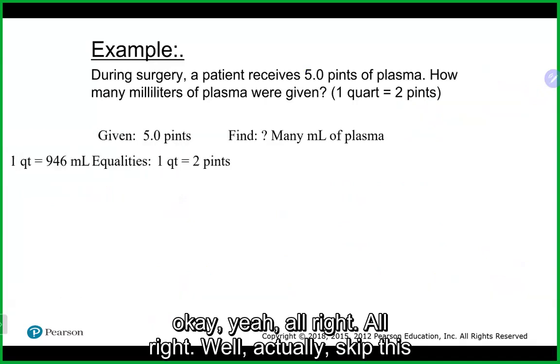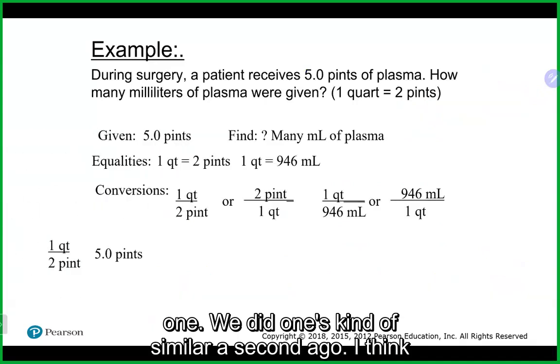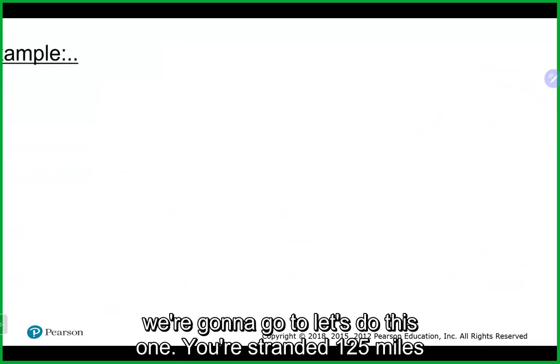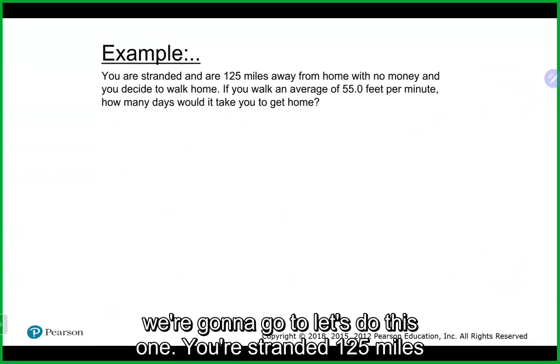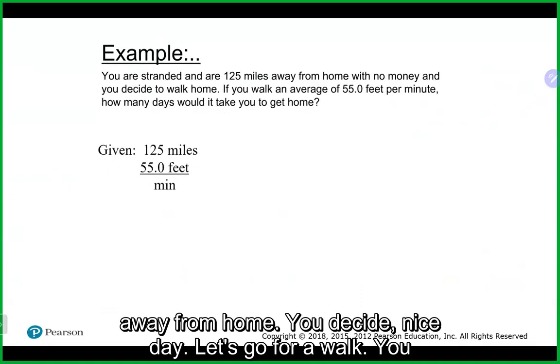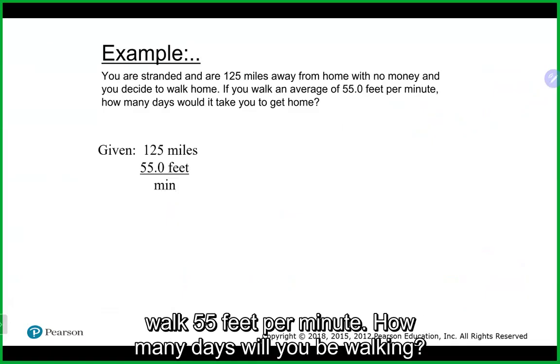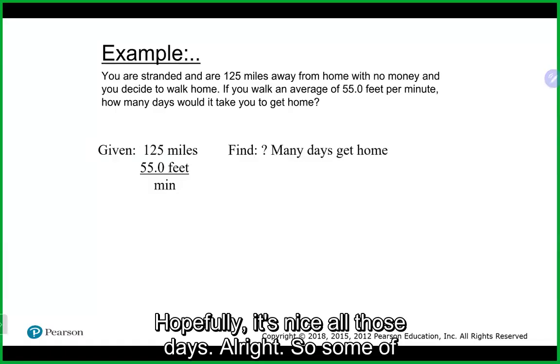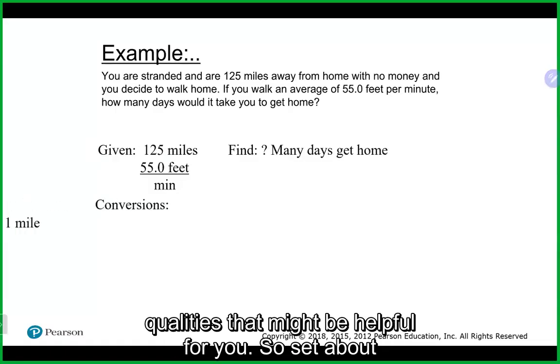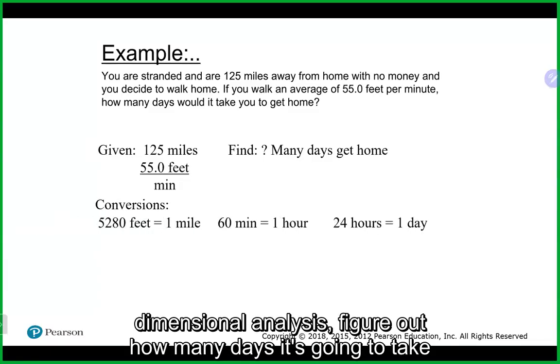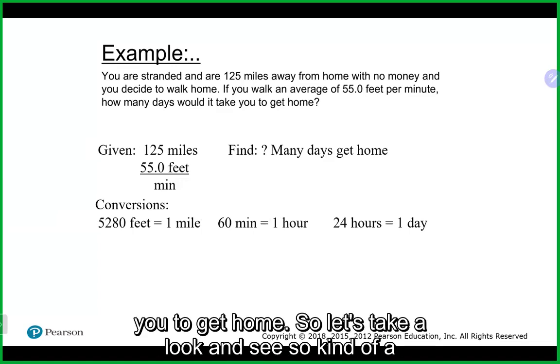All right. We'll actually skip this one. We did one kind of similar a second ago. I think we're going to go to, let's do this one. You're stranded 125 miles away from home. You decide, nice day, let's go for a walk. You walk 55 feet per minute. How many days will you be walking? Hopefully it's nice all those days. Okay. All right, so here are some equalities that might be helpful for you. So set it up with dimensional analysis. Figure out how many days it's going to take you to get home. So let's take a look and see.